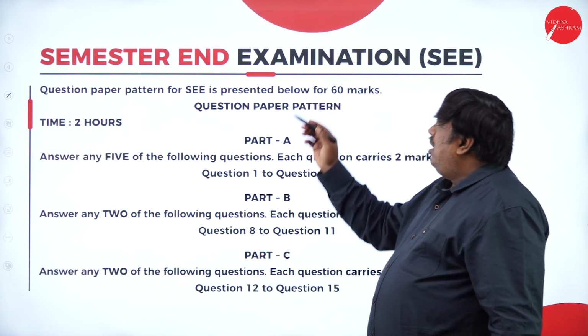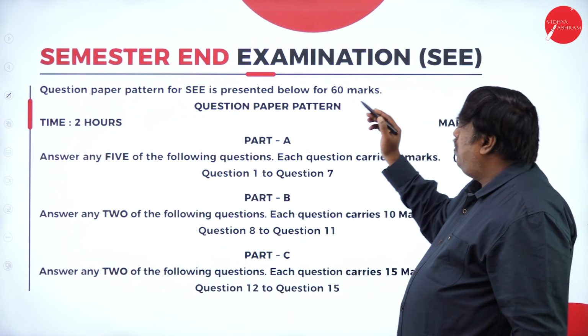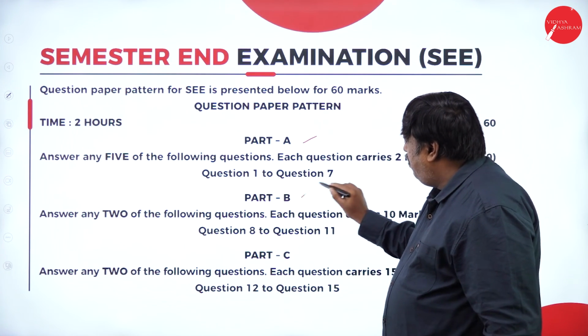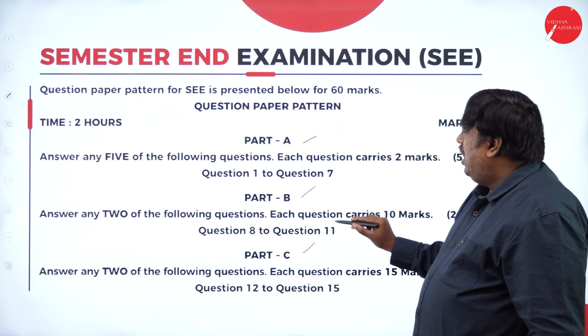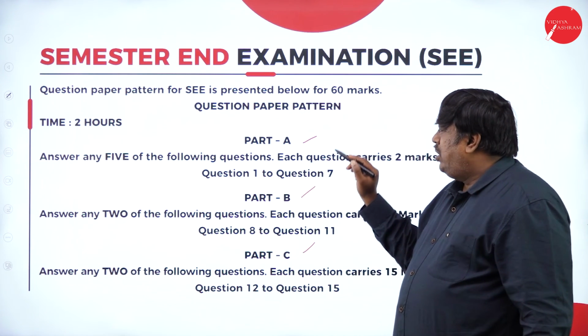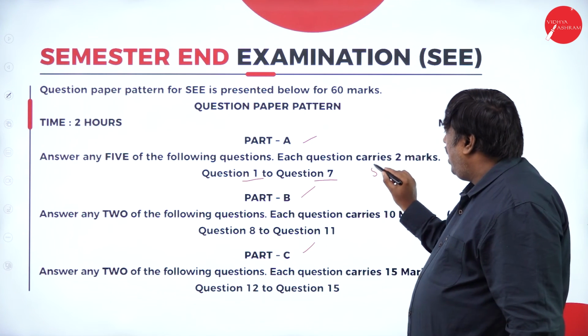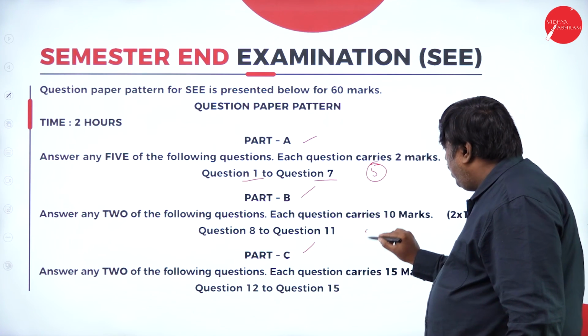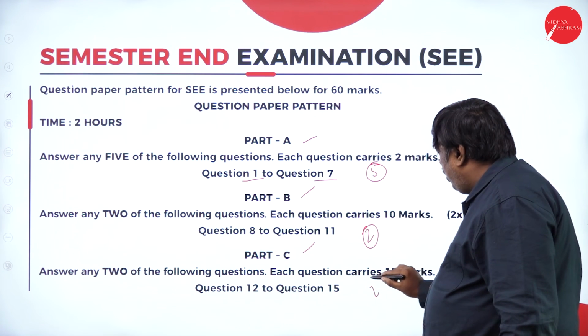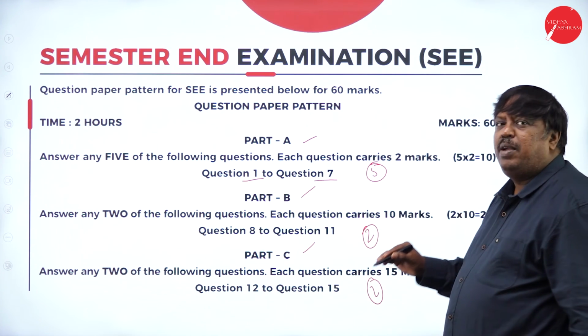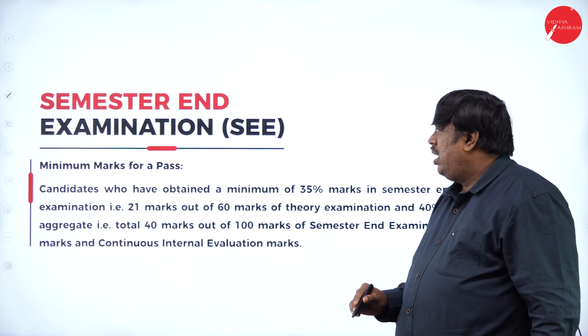Next, the semester examination question paper pattern will be part A, part B, part C, as I already told you people. From question 1 to question 7 in part A, I have to write 5, here I have to write 2 and here I have to write 2. So totally it will be a 60 marks paper for the students.